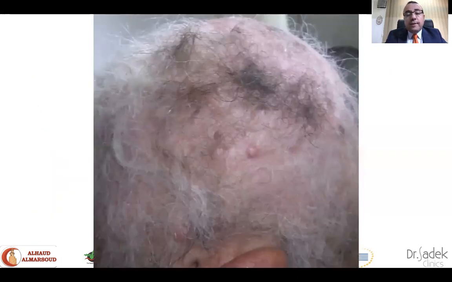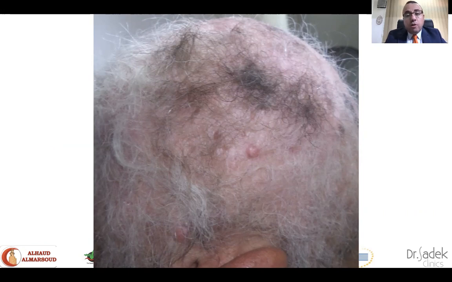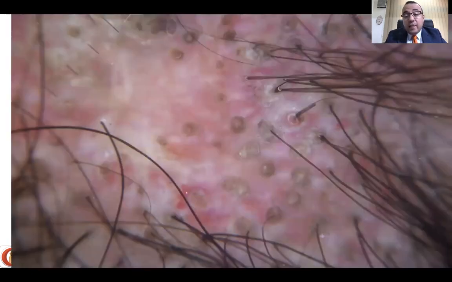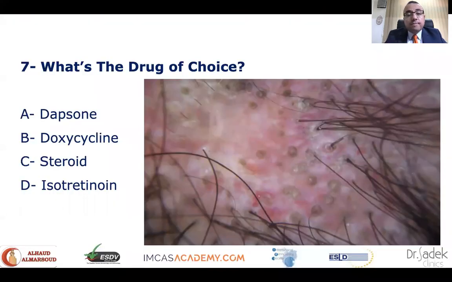Let's now go to this 72 years old male with this apparent generalized hair loss, but some few papules or micronodules over his right occipital and parietal region of the scalp. And surprisingly, we saw that image dermoscopically. And at the periphery of the lesion, we can see this. So what do you think? Shall be the drug of choice, dapsone, doxycycline, steroid, or isotretinoin? And in order to reach a proper treatment plan, we have to reach a diagnosis first. So what's your diagnosis?